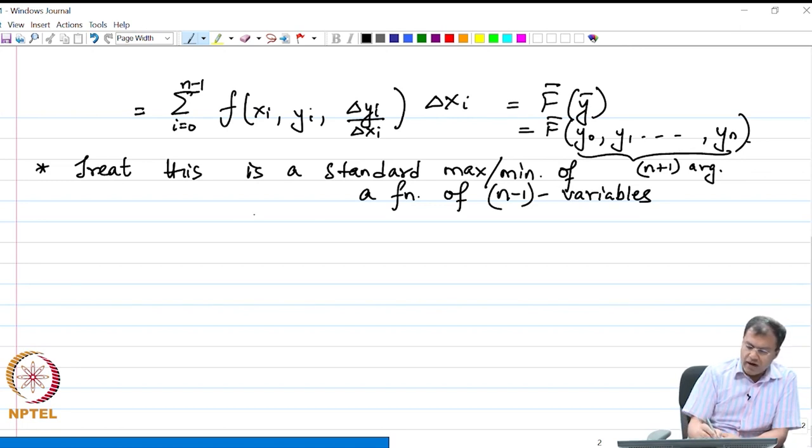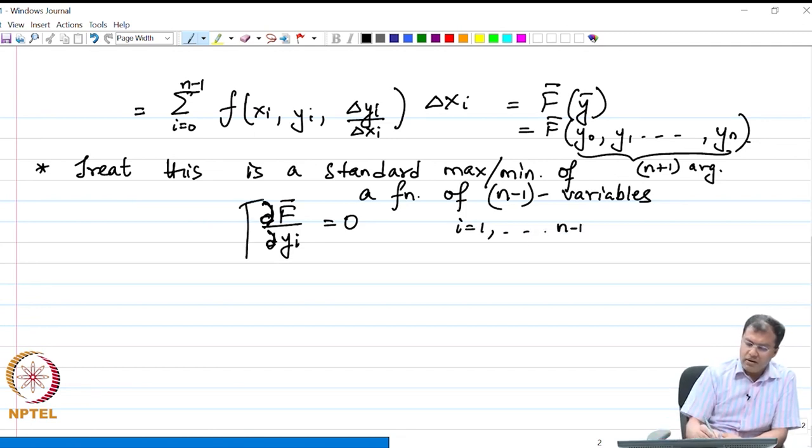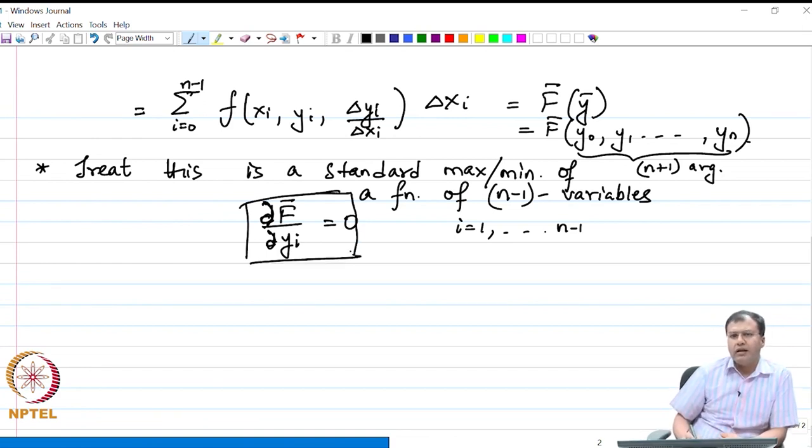And we find the solution to this problem by taking the derivative of f with respect to the unknowns. Well, f has multiple variables, so let me call this a partial. So we take the partial of f with respect to y_i and set it equal to 0, where i is from 1 to n minus 1, right? So this is the set of equations that we solve to find the extremum of this function.